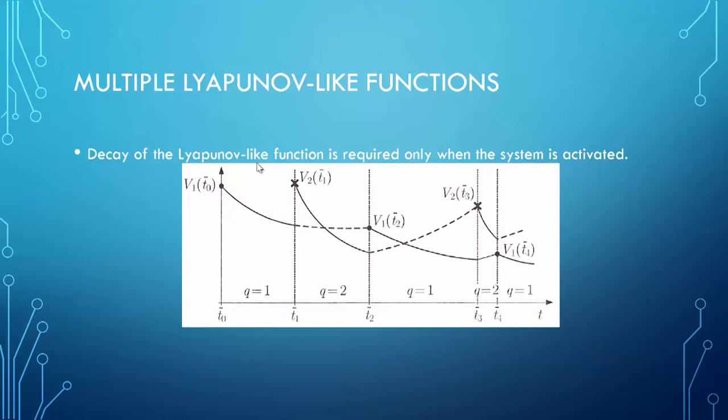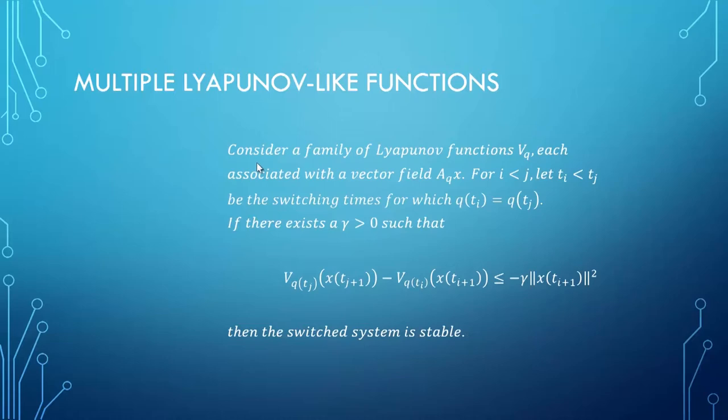So the reason to introduce multiple Lyapunov functions is because, given the two systems, there doesn't exist a common Lyapunov function. Then you have a second option, which is multiple Lyapunov functions. But again, it's very conservative. The way to switch this is very conservative. So again, it's a sufficient condition for stability. To conclude what I just said, the condition for stability is this. This is what I just said.